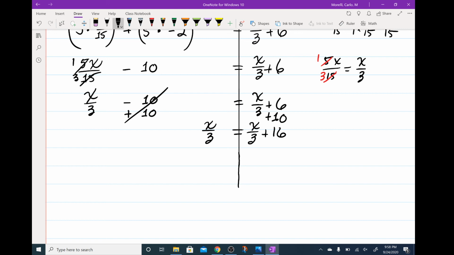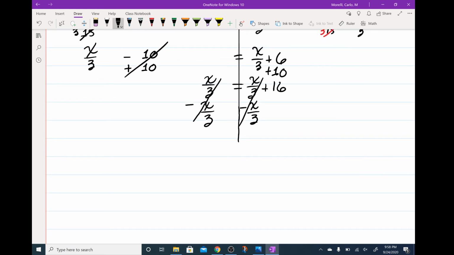This is getting a little bit confusing, but what I really need to do is subtract x over 3 from both sides in a futile attempt to get the x's on the same side. Additive inverses cancel, so x over 3 minus x over 3 is 0. I just cancel them out. But here I've got the same problem. This is something minus the same thing. X over 3 minus x over 3 cancels. When you're subtracting like this, it leaves behind a 0. So 0 equals 16. That's what I came up with.